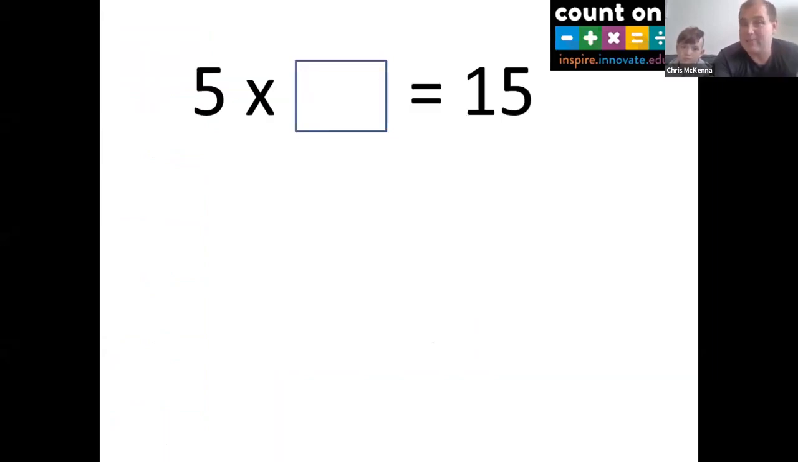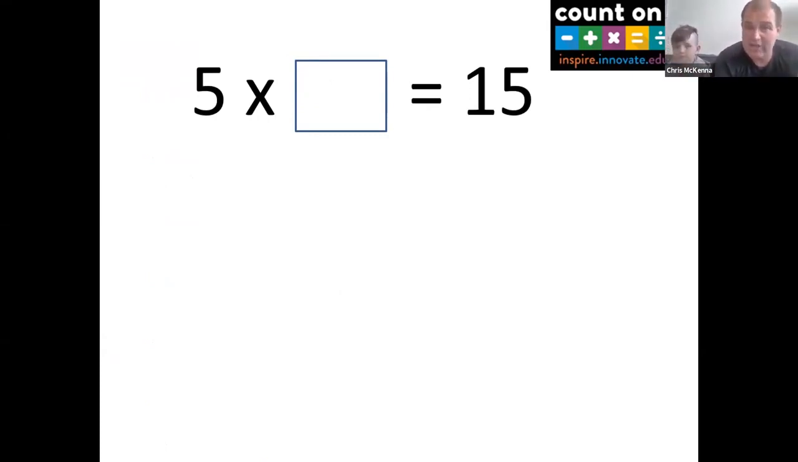5 times something equals 15. Again, this is an algebraic equation, or filling in the missing number. Do you know what the missing number is at home? If you do, type it into the chat box. What is the missing number? Do you know the missing number, Austin? Yes or no, don't tell us. Austin thinks he knows it.